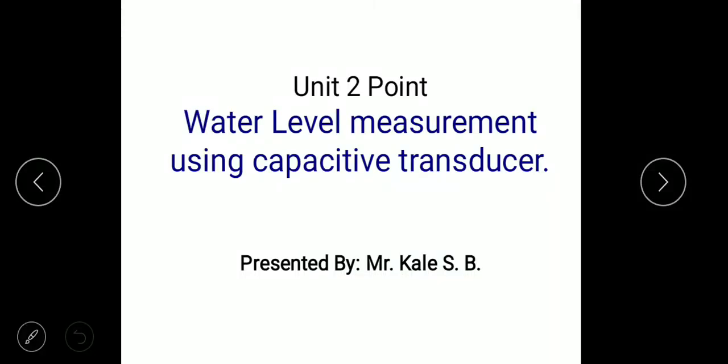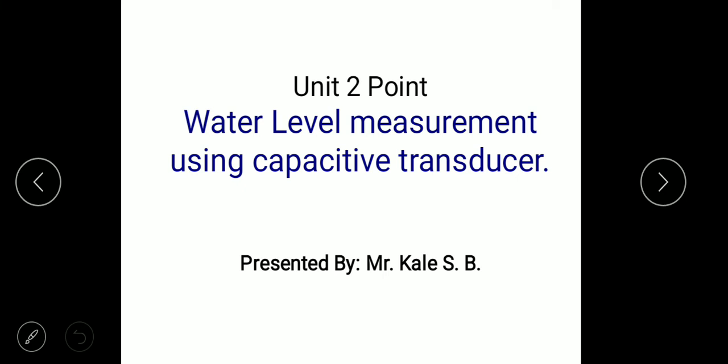Hello friends, today we are here with the new topic, and that topic is from unit number 2, and unit 2 was displacement, force and torque measurement related. And today's topic is the capacitive transducer. But we have already seen the capacitive transducer.